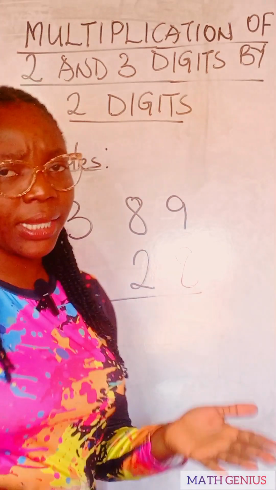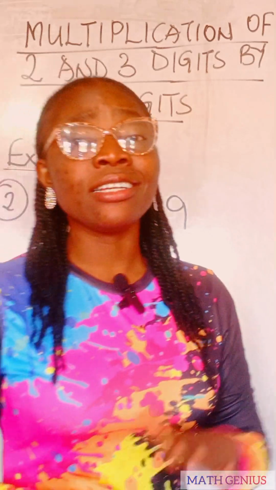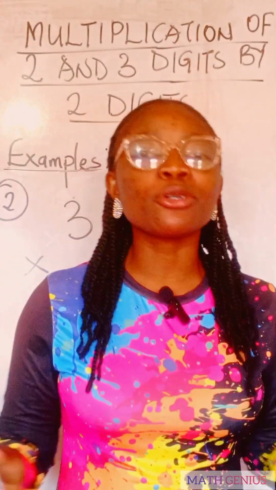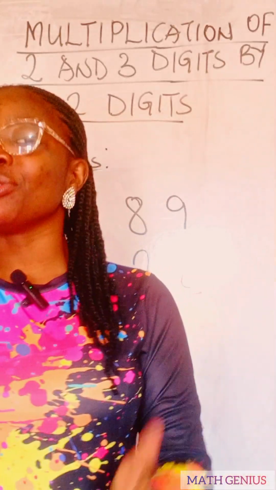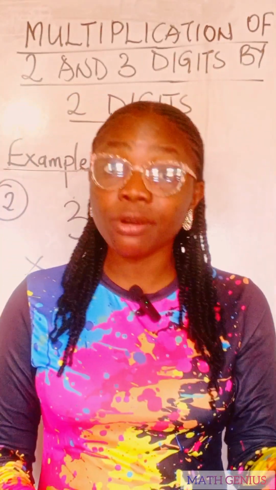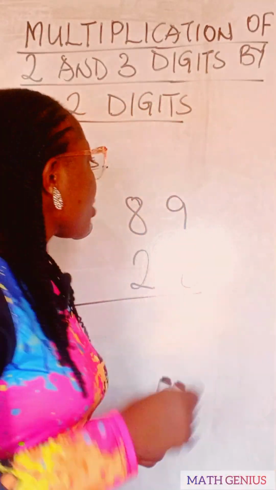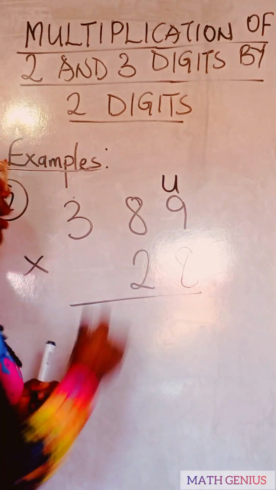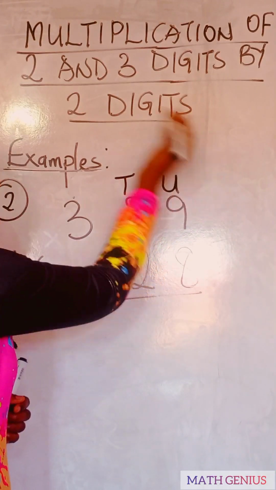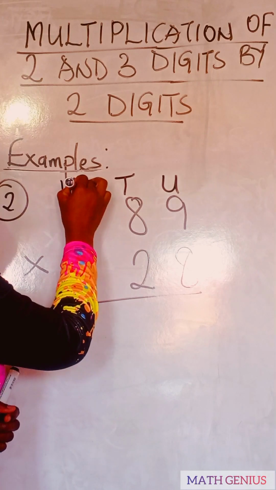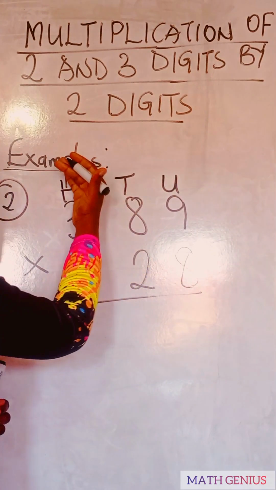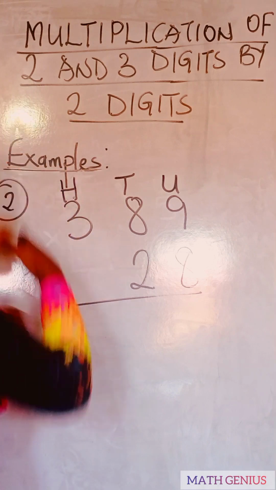389 multiplied by 28. Like I said in the previous example, it's never impossible to multiply large numbers. All you need to know is the process involved. The first thing you do is arrange your place value. Of course, this is units, this is tens, and as it increases, 100. Units from the right, always units, tens, 100, and if it continues, 1,000.